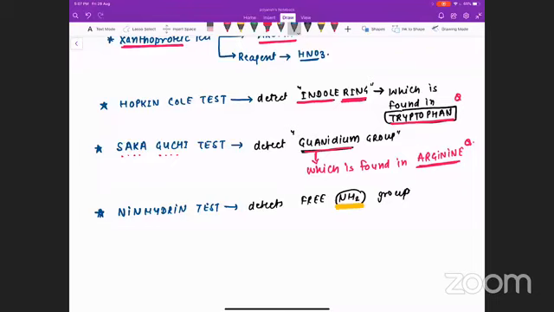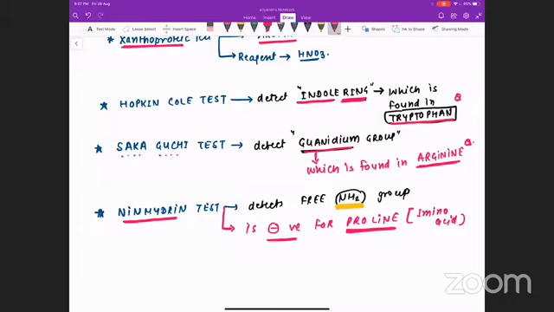So if they ask that ninhydrin will be negative for which amino acid? Ninhydrin test is negative for proline, because proline does not have a free amino group. Proline is an example of an imino acid. I hope you have revised your notes, so you will be able to correlate why I'm saying that ninhydrin will be negative for proline, because it does not have a free amino group.